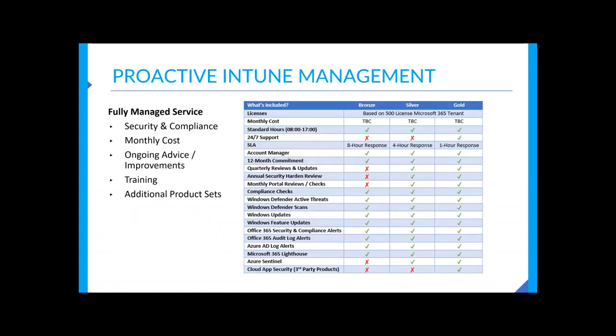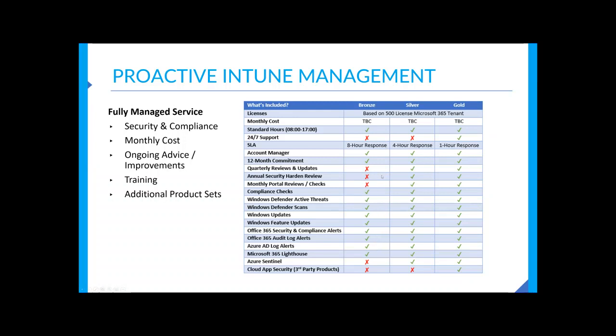So in terms of what the service looks like, you can see that it's a 3-tiered approach. We have a bronze, silver, gold package, and depending on which package an organization goes for, it would give them an improved SLA, but also improved functionality.